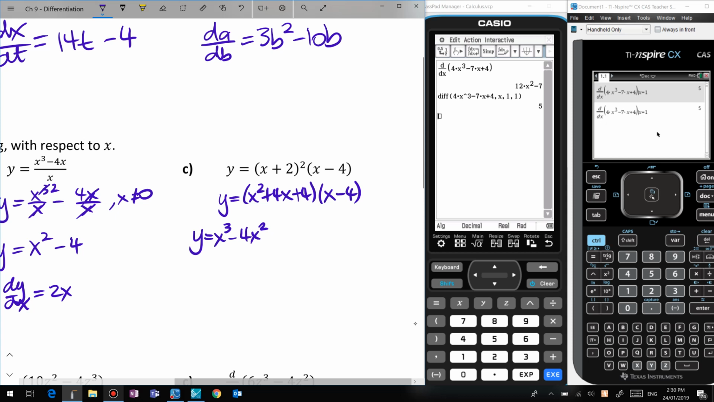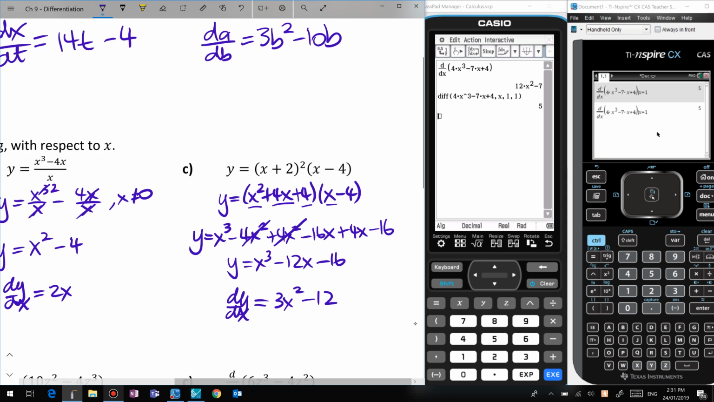Can't find my minus button. Okay, so x squared times those two gives me x cubed minus 4x squared. Then 4x gives me 4x squared minus 16x. Then I get 4 times x, so plus 4x, and then minus 16. So y equals x cubed, they're going to cancel, I'm going to have minus 12x minus 16. So dy/dx is 3x squared minus 12.